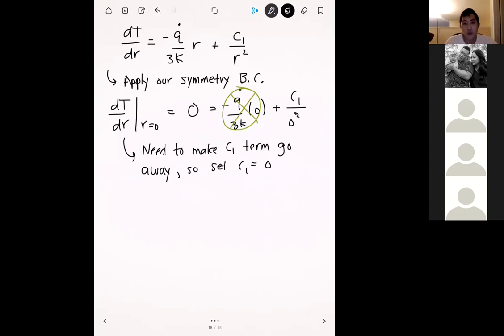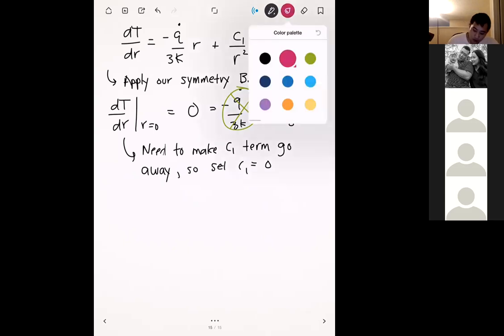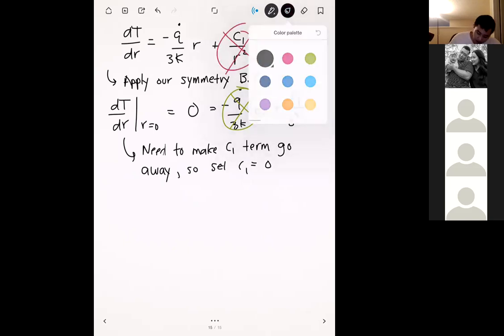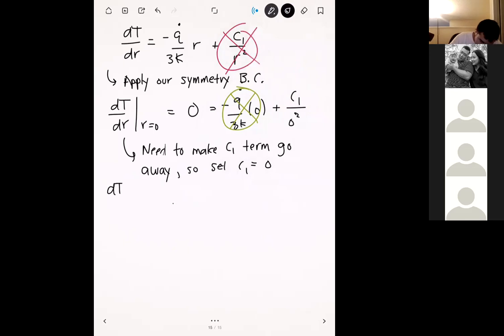Okay. And so just to make sure that we have a mathematically consistent answer, we can go ahead and set C1 equal to zero. Okay. And so that cancels out this. And then what we're left with is dT/dr is equal to minus q dot over 3k times r.